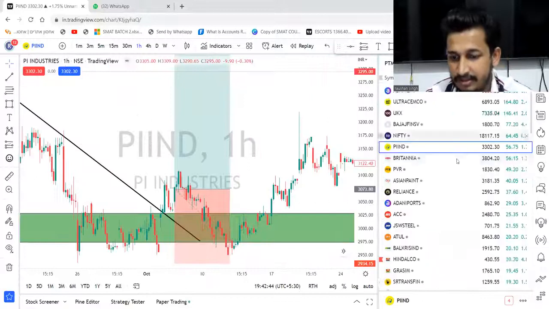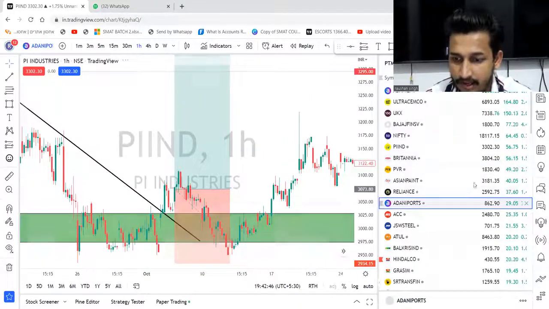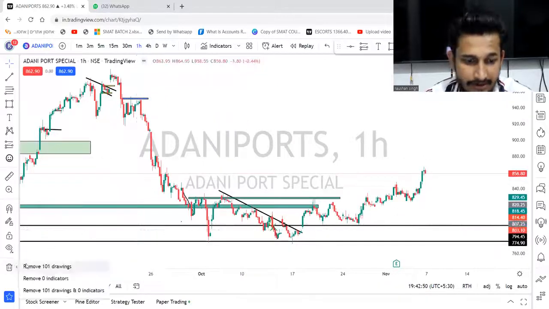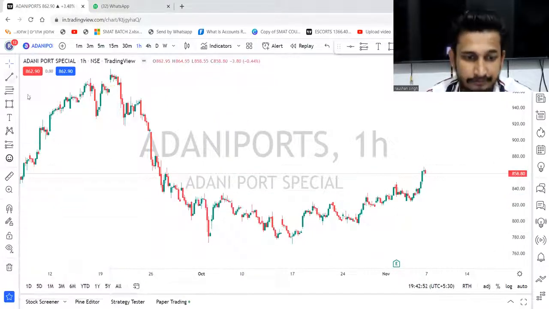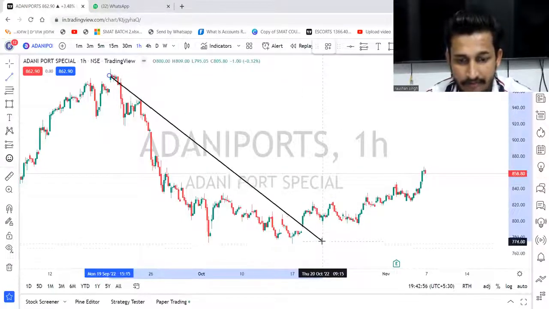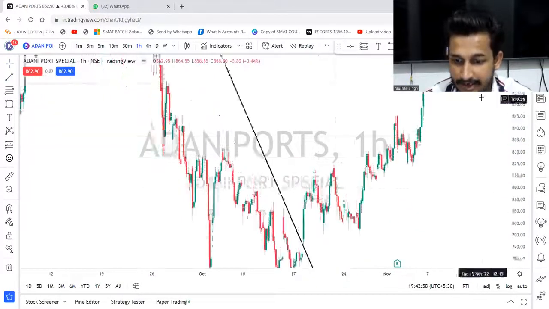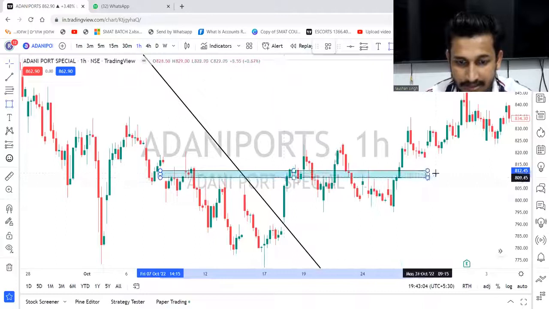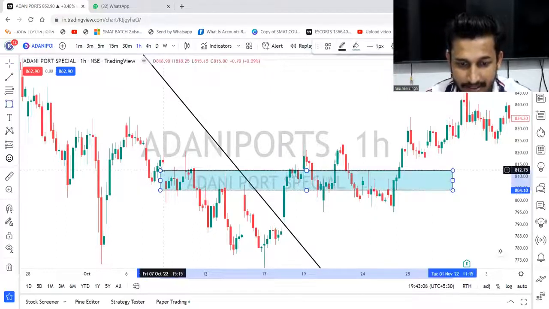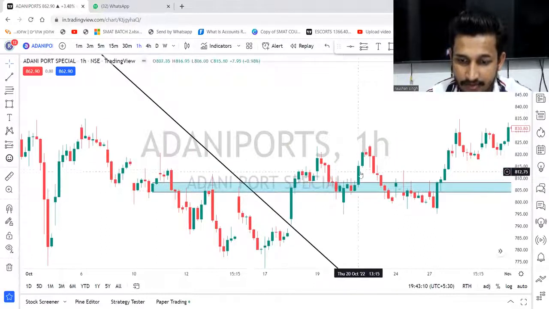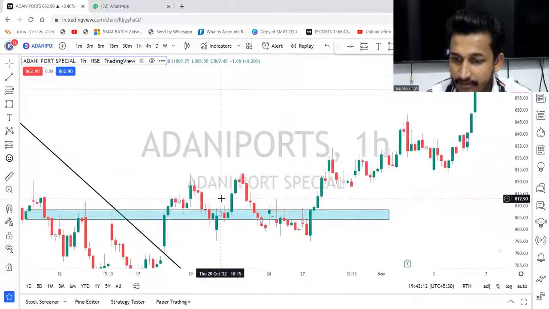So I'll go for some other stocks as well. Let's say we'll go for Adani Ports. If I delete everything in Adani Ports, you can see clearly it was in a downtrend for a longer period of time. First, we wanted this level to give me a breakout. We wanted to break this level, the breakout came, and the retest was done over here. 1814 was my buying point.